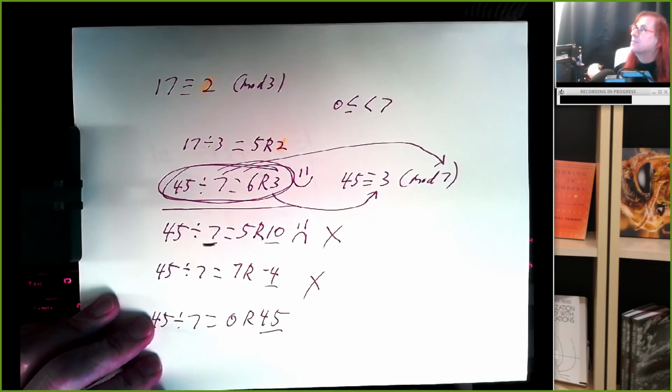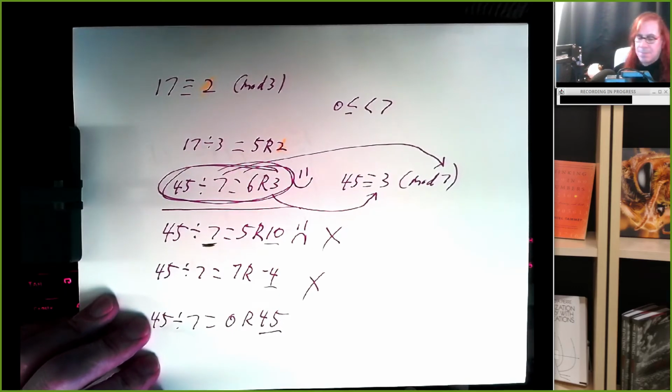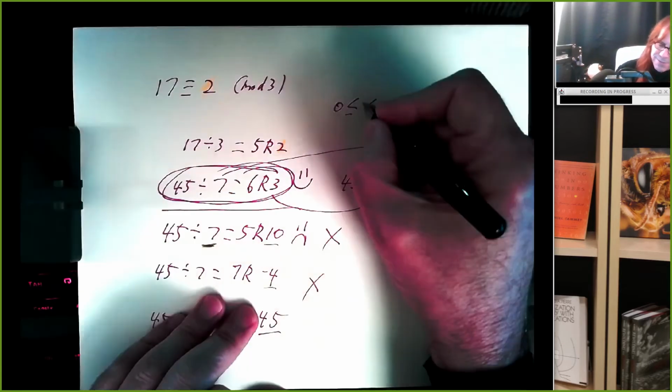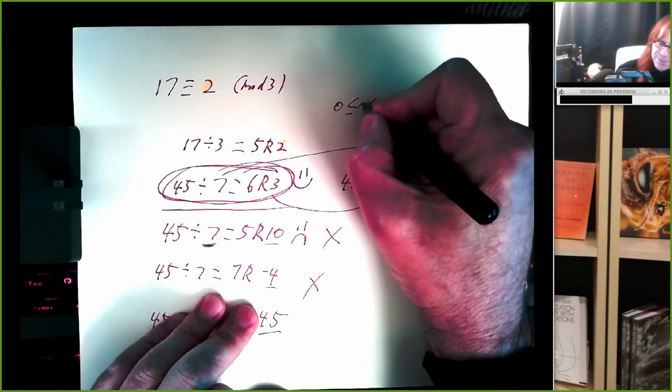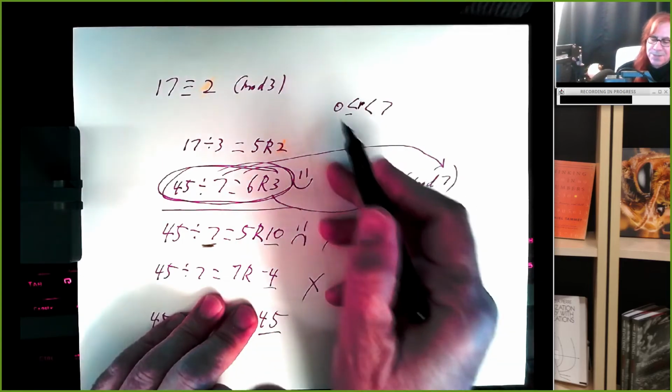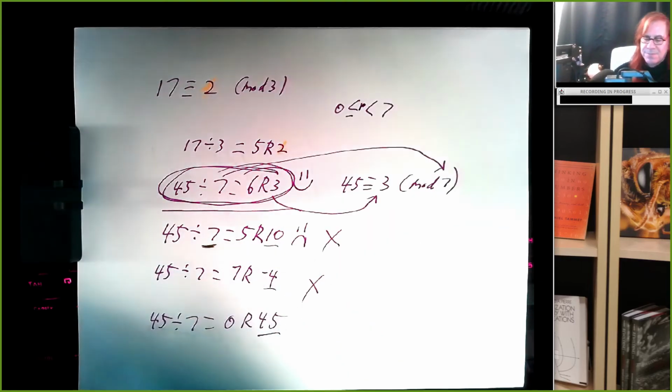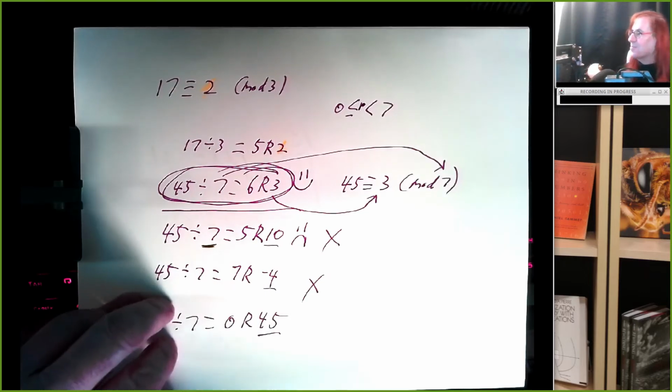Is that 0 less than or equal to and less than 7? So whatever your remainder is, your answer is bigger than or equal to 0 and less than 7. Gotcha. Okay. Yeah, I was missing the middle part.